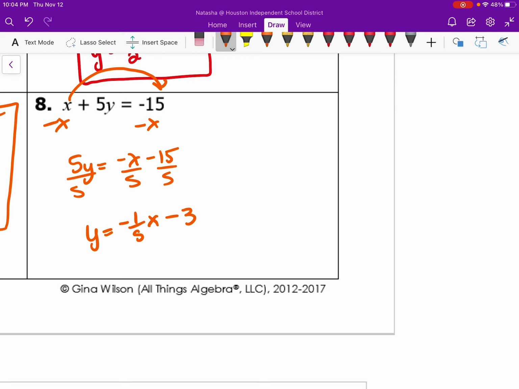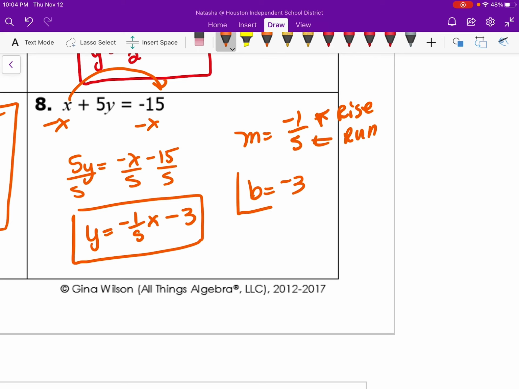I personally actually like writing it this way, just because that way I don't make the mistake and say that my slope is negative x over 5. My slope is not negative x over 5. My slope is negative 1 over 5. Because remember, this is your rise, this is your run. And your rise is related to the change in y, not the change in x. All right? Or rather, it's the change in y over the change in your run, which is the change in x. Okay? Now, our b is going to be negative 3. So we are done.